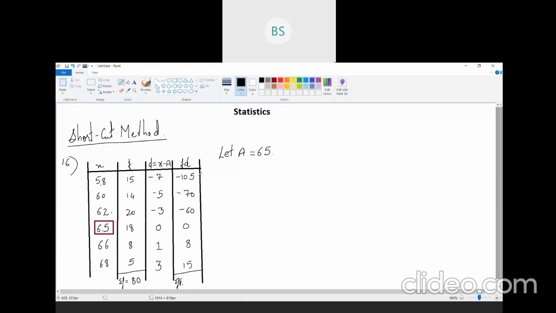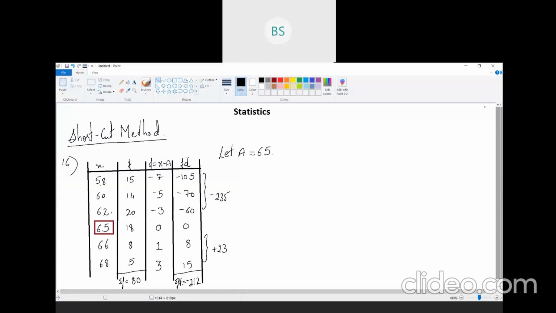So here we can see this is negative, so this will be minus 235 and these values are positive. So this will be plus 23. Okay, so when we simplify this, we'll get sigma fd as minus 212, right?